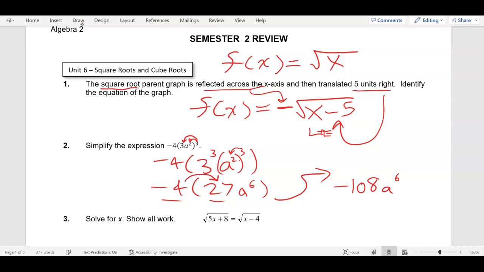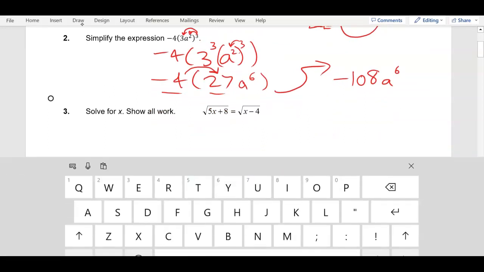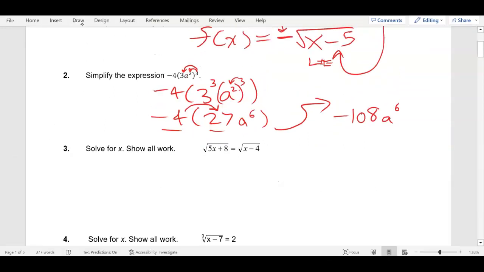It's one term, so you're not multiplying -4 times the a to the 6 or anything, because that's just part of the one term. Okay, all right, number 3.